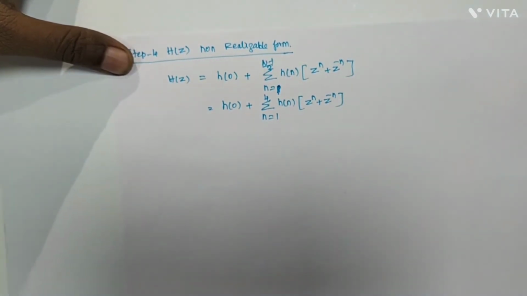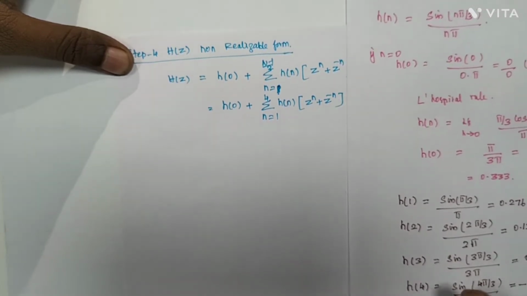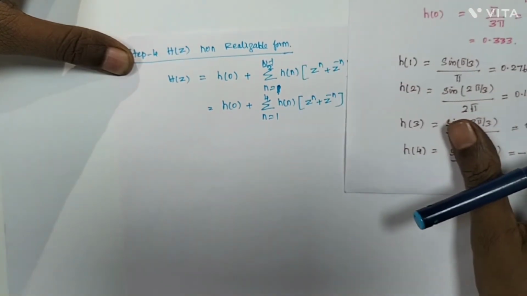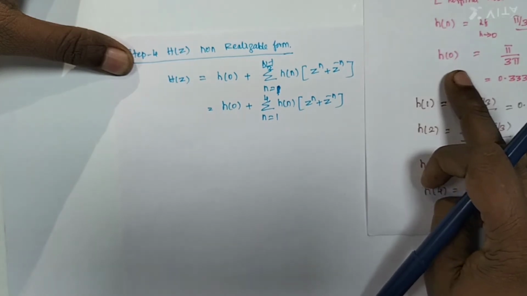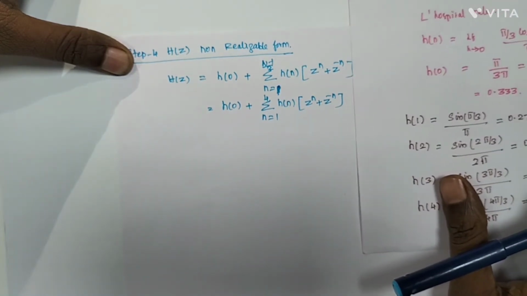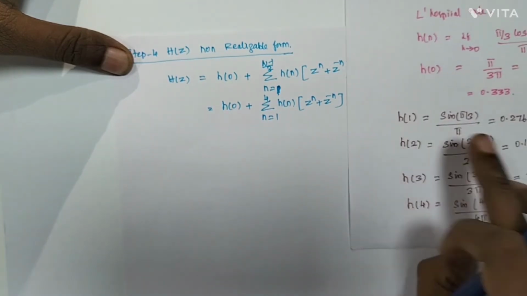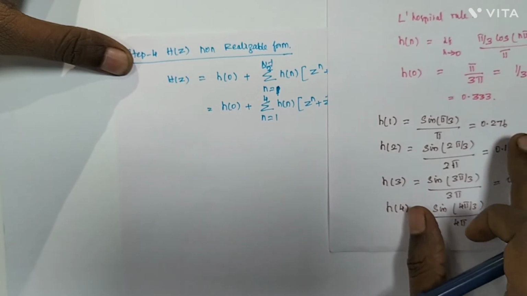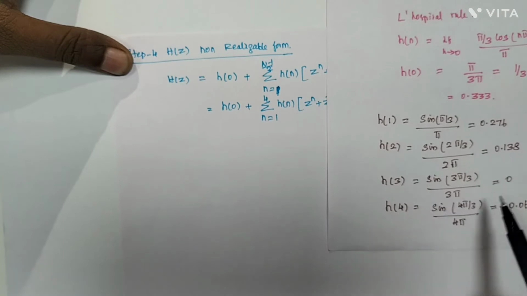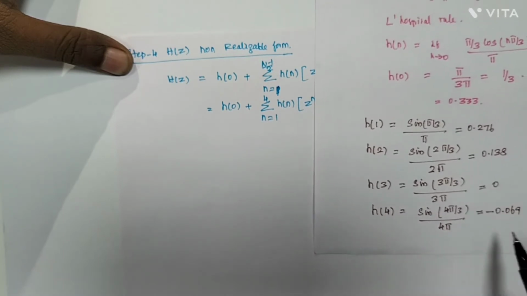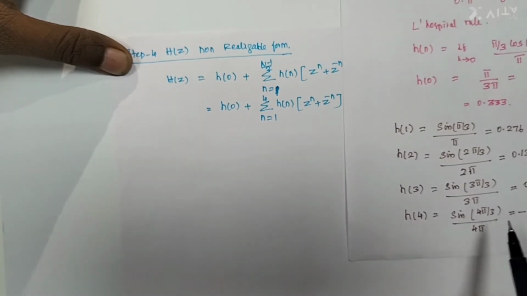You know that we have already found the values of the response for different h values. That is, h of 0 is 0.333, h of 1 is 0.276, h of 2 is 0.138, h of 3 is 0 and h of 4 is minus 0.069. So we are going to substitute these values, that is the filter coefficients, in this equation.